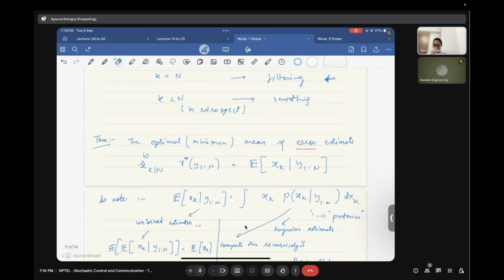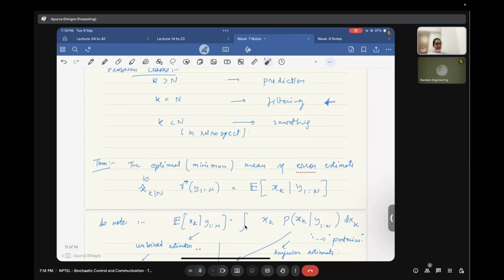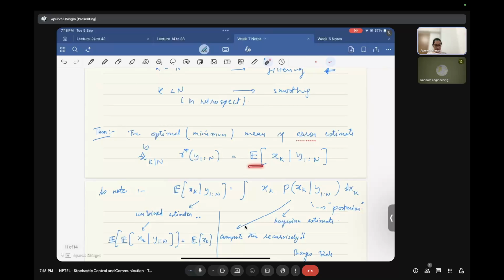So in filtering, what happens is the solution to this type of mean square optimization problem. The answer is what we saw earlier. It is this, the estimation, trying to predict what happens next. Now, notice this expectation. This expectation is basically over a probability of xk given this much history of observations.